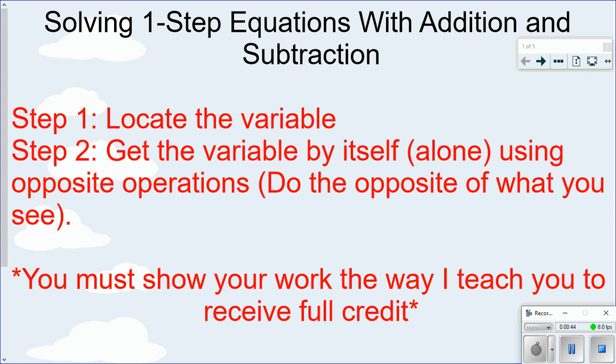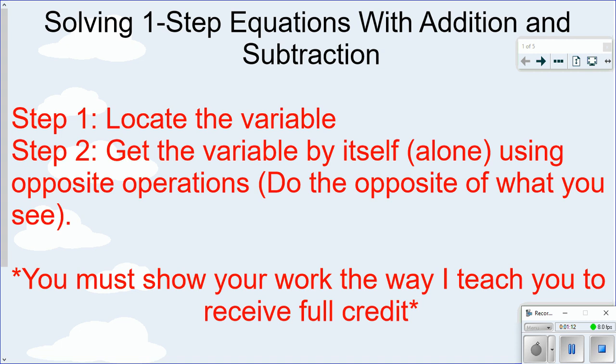Step number two is to get the variable by itself, or in other words, to get it alone. The way we do this is by using opposite operations. So if we see addition, we're going to do subtraction. If we see subtraction, we're going to do addition. So we're going to do the opposite of what we see. So we're going to get the variable by itself, which is why we need to be looking at the correct side of the equal sign. We're going to do that using opposite operations.